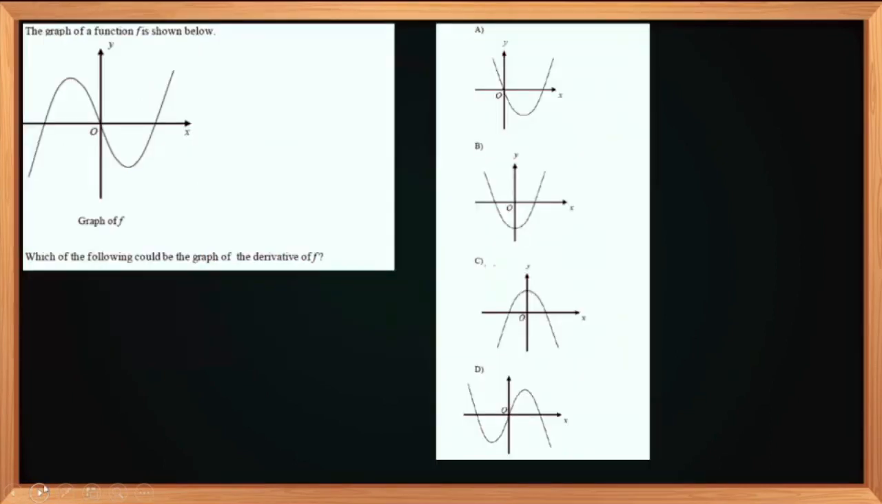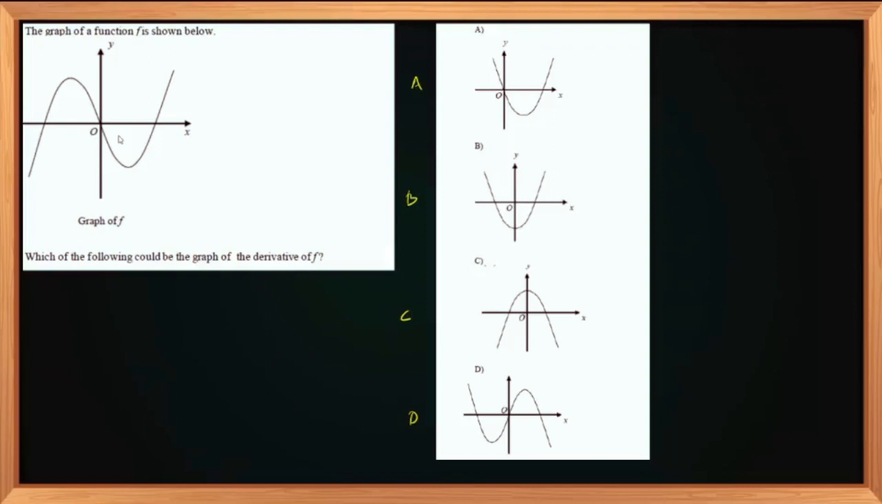So the next question is, a graph of a function is shown below. This is a graph which is shown as f. Which of the following could be the graph of the derivative of f? This is option A, option B, option C, and option D. Which option is supposed to be the derivative? Which shape will it take?